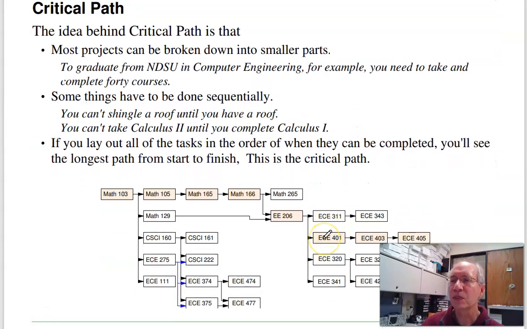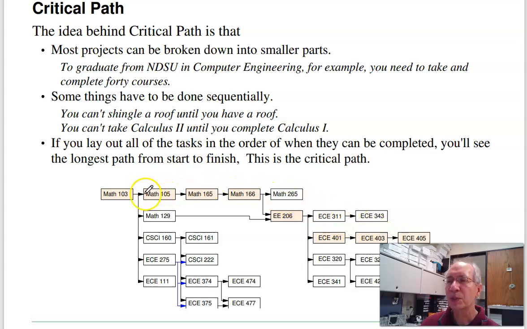That's one approach. A second type of project management is called critical path. With critical path, the idea is most projects can be split down into smaller parts. Some can be done in parallel, some have to be done sequentially. An example of that would be the courses you need to graduate if you're a computer engineer. Some have prereqs, like Algebra 1 is the prereq for trig, which is the prereq for Calc 1, prereq for Calc 2, prereq for Circuits 1, prereq for Design 1, and so on. Some of these have to be done in a certain order.